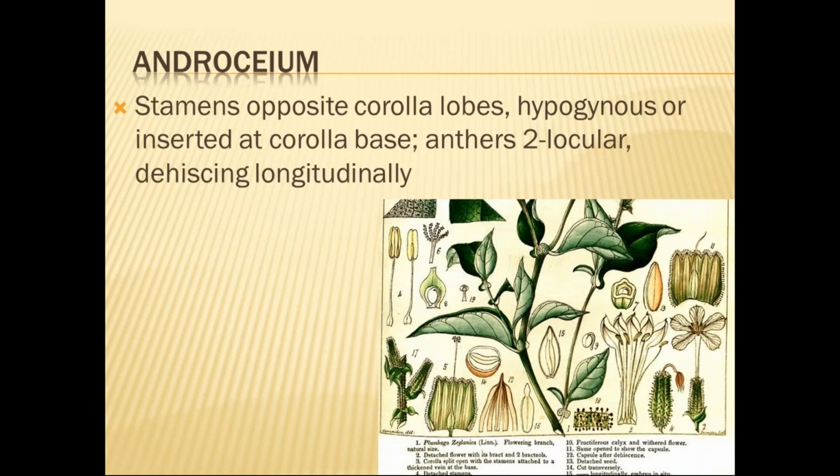Okay, the androecium: stamens are opposite to the corolla lobes, as we see in the photographs, hypogynous or inserted at the corolla base. Anthers are 2 locular, dehiscence longitudinal. Okay, here we see the photographs on the left side. In the third photograph from the right, we see how the stamens are attached to the corolla at the base. Okay, anthers are 2-celled. You can see it on the left side, upward. At the left side corner there is an anther, 2 locular, dehiscing longitudinally. We see the anthers in this particular family.